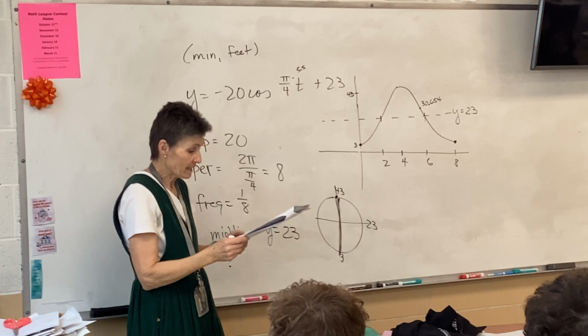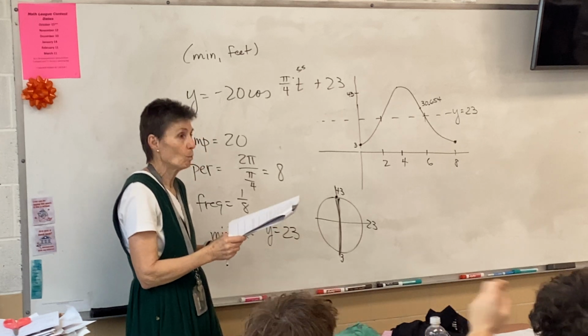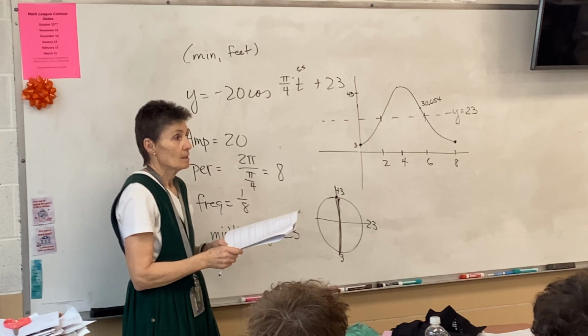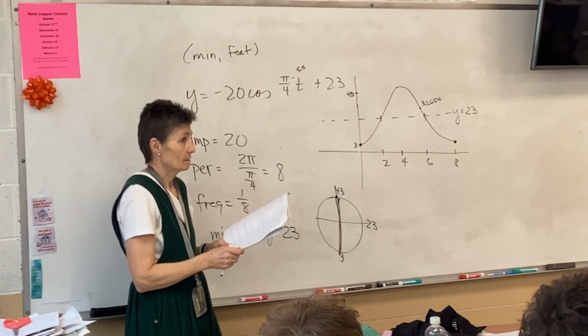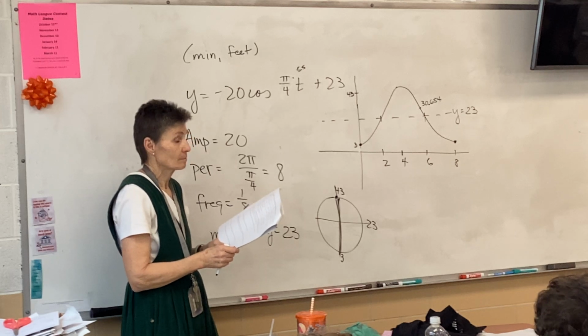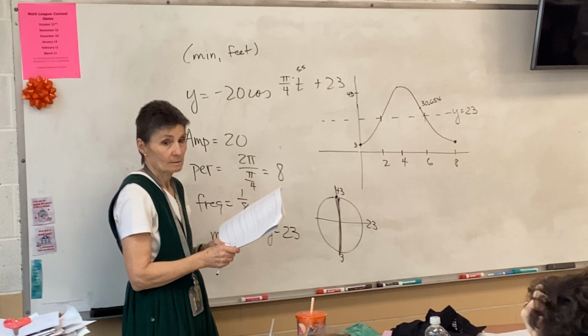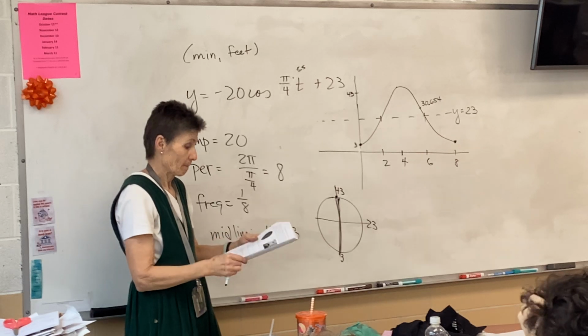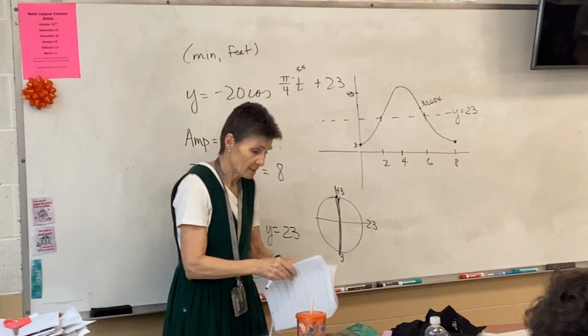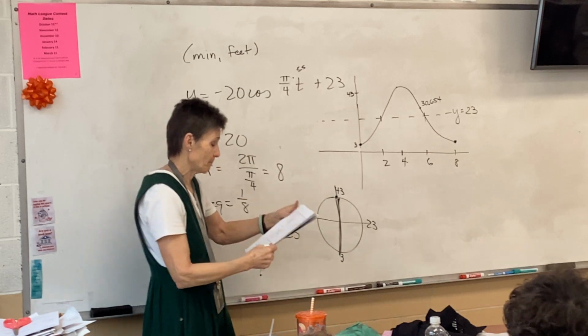How long does it take the Ferris wheel to make one complete revolution? That's its period. So how long does it take? 8 minutes. Okay? All right. Skip page 14 and go to 15.